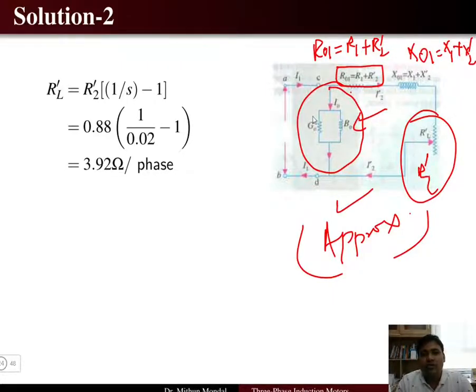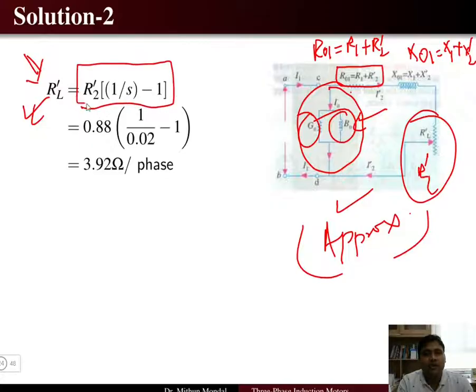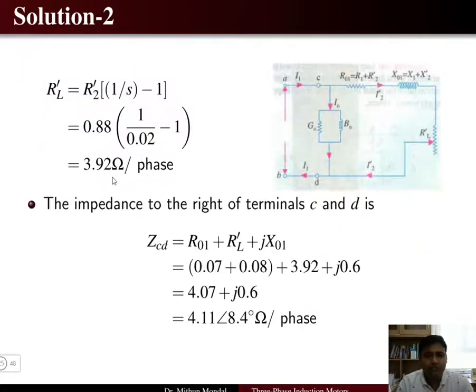So where you have the conductance and the susceptance. So what is the value of RL dash? RL dash means the load resistance referred to the stator side, and it is the electrical equivalent load, which is given by the formula R2 dash (1 by slip minus 1). We have the slip as 0.02 and the rotor resistance is 0.88. So this gives you 3.92 ohm per phase.